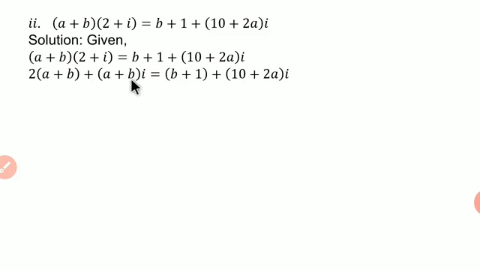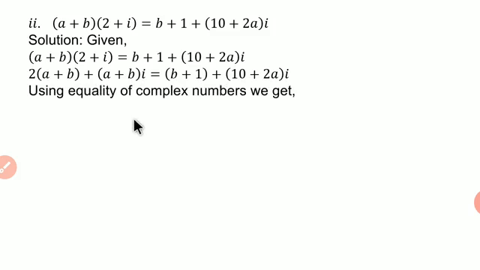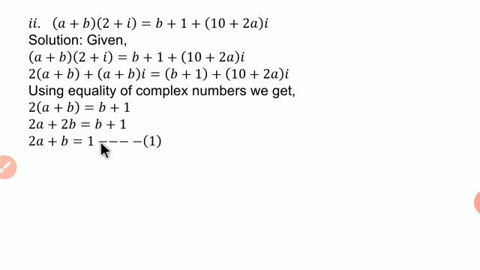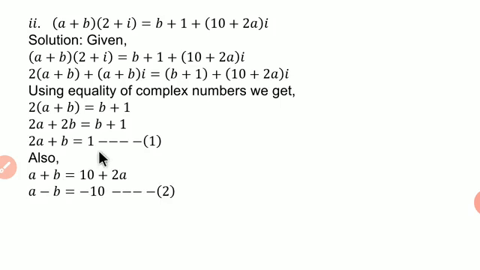Now again here use equality of complex numbers. So using the equality of complex numbers we get their real parts are equal and their imaginary parts are equal. So comparing first the real parts, we get 2 times A plus B is equal to B plus 1. That is 2A plus 2B is equal to B plus 1. If we take this B to the LHS, it becomes negative. So now we remain with 2A plus B is equal to 1. We call this relation number 1. Similarly, now compare the imaginary parts. So we get A plus B is equal to 10 plus 2A. So we get now A minus B is equal to minus 10. Call this relation number 2.